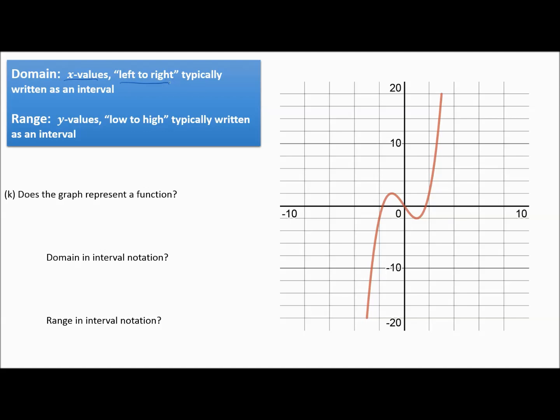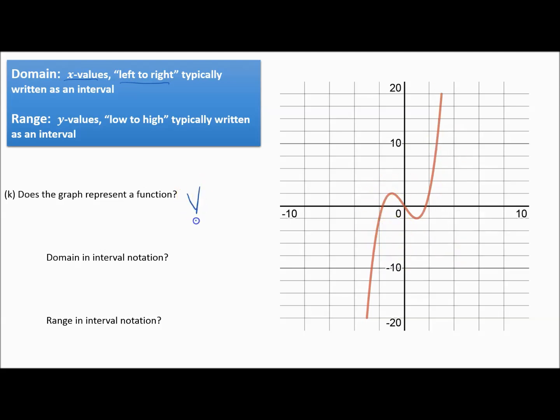So first, does this graph represent a function? Does it pass the vertical line test? And notice it does. Okay, it does pass the vertical line test. Look at that vertical line, it only intersects here. If I draw another random vertical line, it only intersects there. There's no way I could draw a vertical line that would cross this more than one time. So this passes the vertical line test.